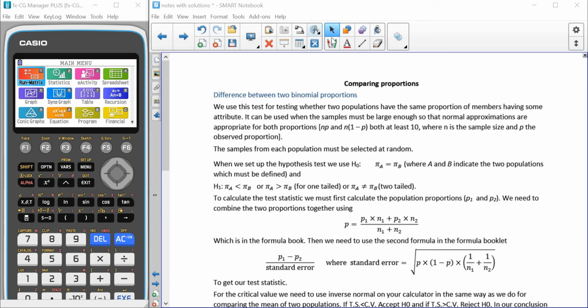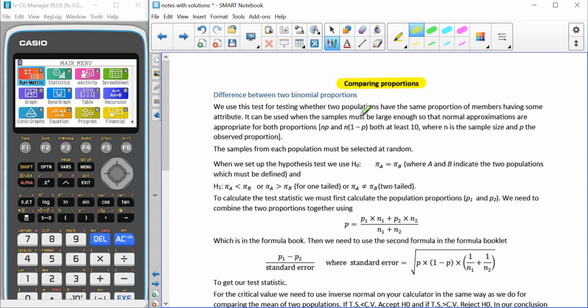So now we're going to have a look at comparing population proportions. This is only on the new A-level statistics syllabus. We use this test where we have two populations to see if two populations have the same proportion of members having the same attributes.